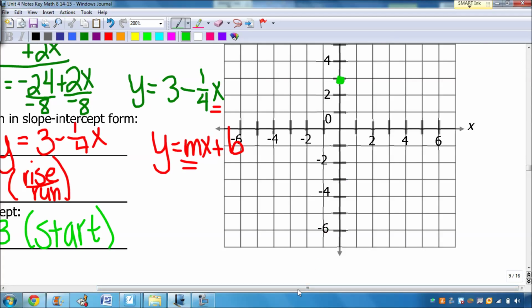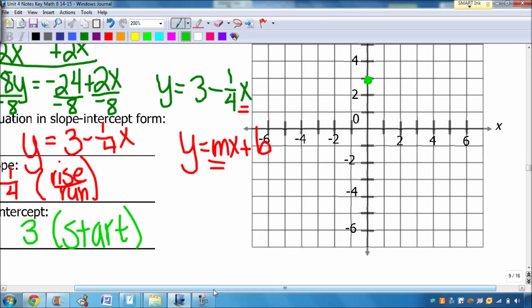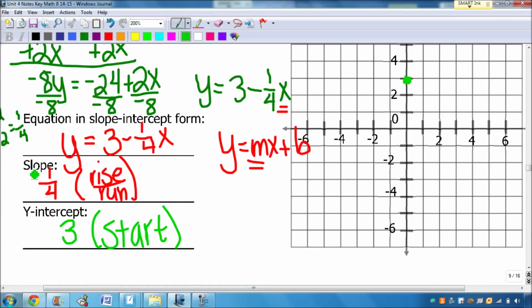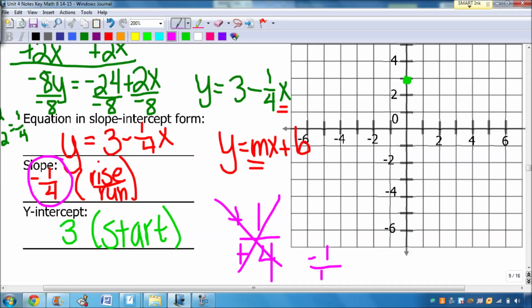Now, the slope we said was negative 1/4. Because it's a negative, only one number is allowed to be negative. If you have both numbers be negative, then they cancel each other out and become positives. And that is not the slope that we want. We want a negative 1/4. So if I choose the numerator to be negative, the denominator must be positive. So this means that the rise is down 1. So I'm going to go down 1.